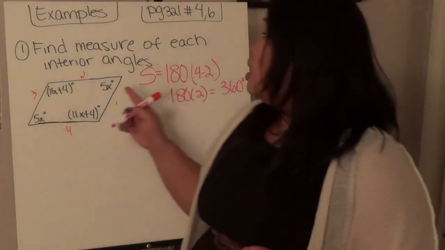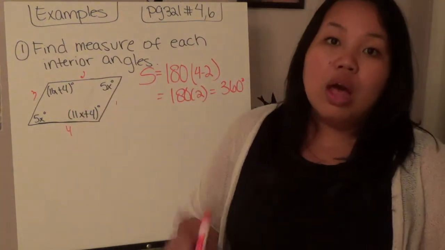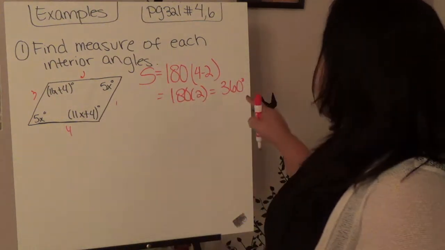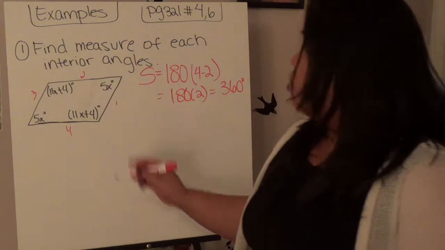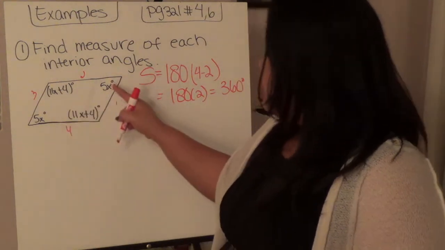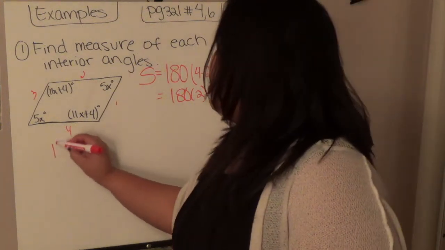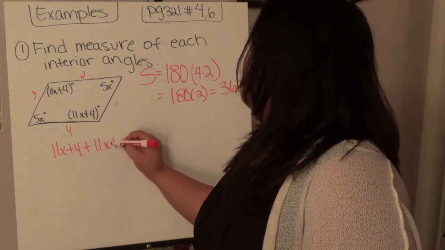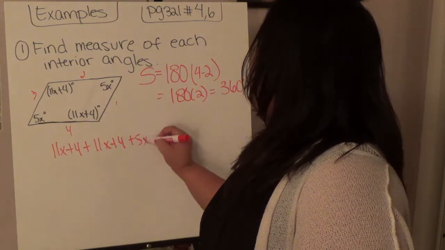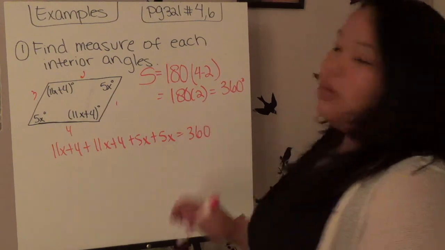Now, it didn't tell me that this is a regular polygon, so I can't just divide it by 4 to give me each angle. But I know that all of them together means 360. And together I mean the sum of all of them. So if I add all of these together, they should add up to 360. So I have 11x plus 4 plus 11x plus 4 plus 5x plus 5x equals 360.